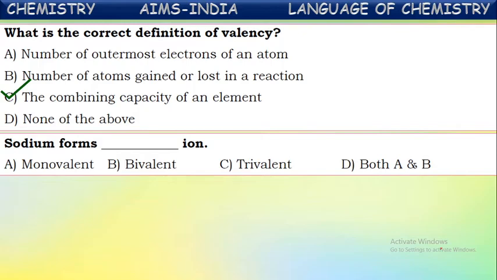Sodium forms what ion? Yes, we told just now. Generally, sodium has only one electron in its valence shell. So sodium will be ready to lose that one electron and forms a Na plus ion with 1 unit positive charge. The ion formed by losing one electron is called a monovalent electropositive ion, or monovalent cation. Mono is nothing but 1. Monovalency means valency is 1. So sodium ion is a monovalent ion.